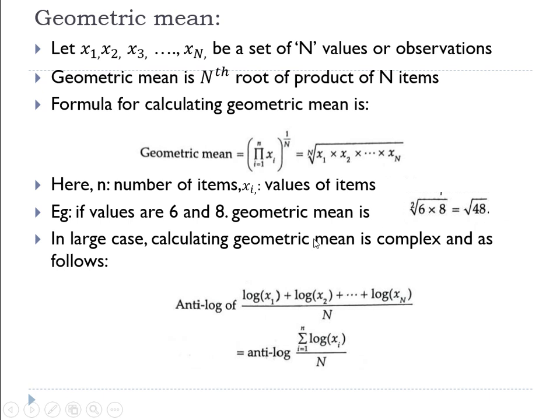Now suppose I am doing geometric mean for complex cases, a really large complex case. Then the formula for calculating for larger data sets is: you take the logarithm of each value, log x1 plus log x2 up to log xn, divided by the number of observations. Then for this quantity you apply the anti-log. Why do you have to apply anti-log? Because we applied log for each quantity, you have to take the anti-log again. So that would be the geometric mean for larger data sets which are complex.